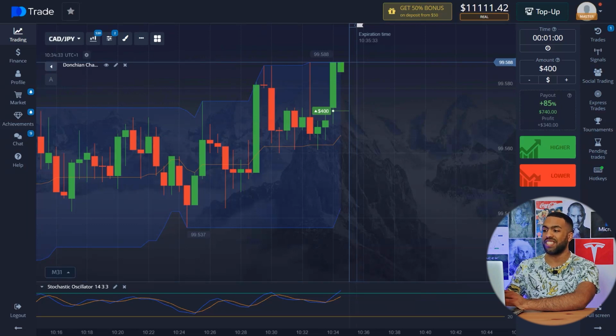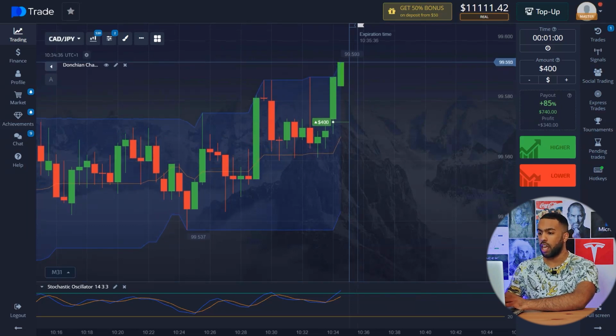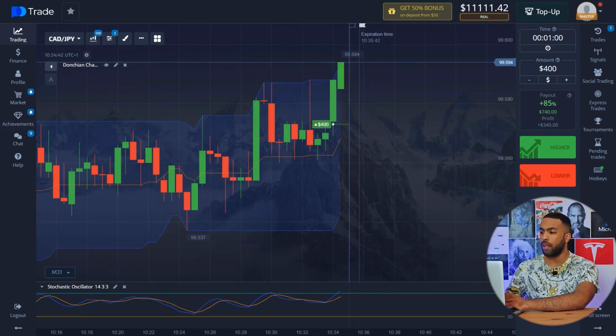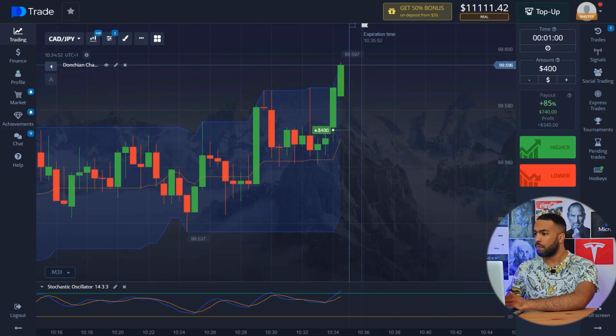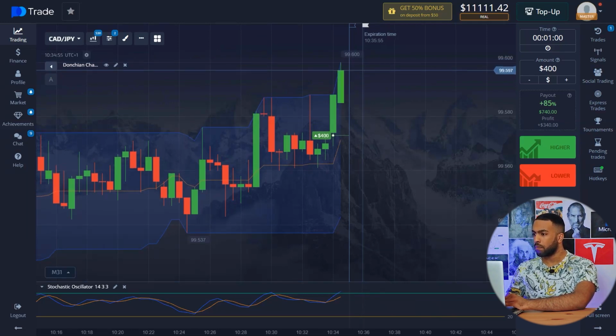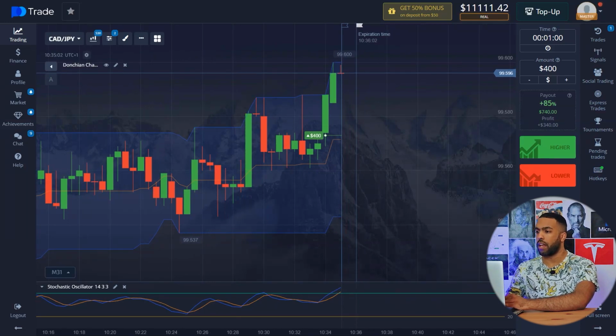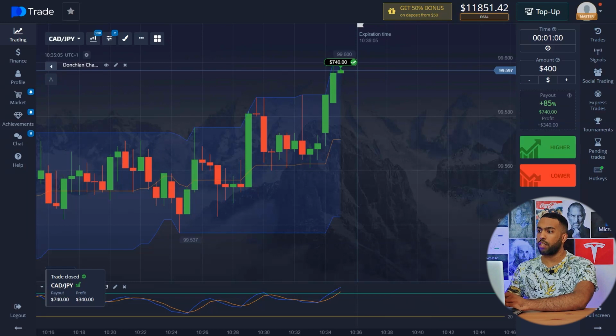The price reaches the upper level of the Donchian indicator, and the new candle at the same time creates a new high because it breaks through the current high. Minor price fluctuations are occurring right now, and the price is creating new highs right now. And our trade closed in profit, we've added to our account $340.